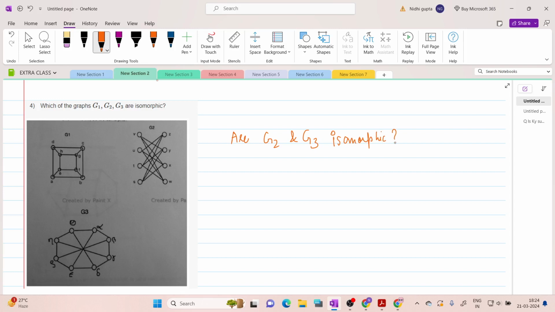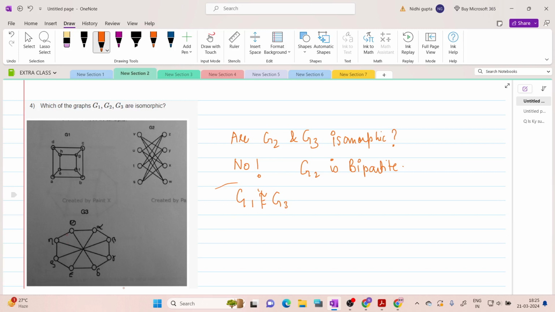Ma'am, no. Why? Ma'am, G2 is a bipartite graph and G1 is also a bipartite graph. So if you see, G1 and G2 are isomorphic. But why are G2 and G3 not isomorphic? Because G3 is not a bipartite graph. Why is G3 not a bipartite graph? Odd cycle.